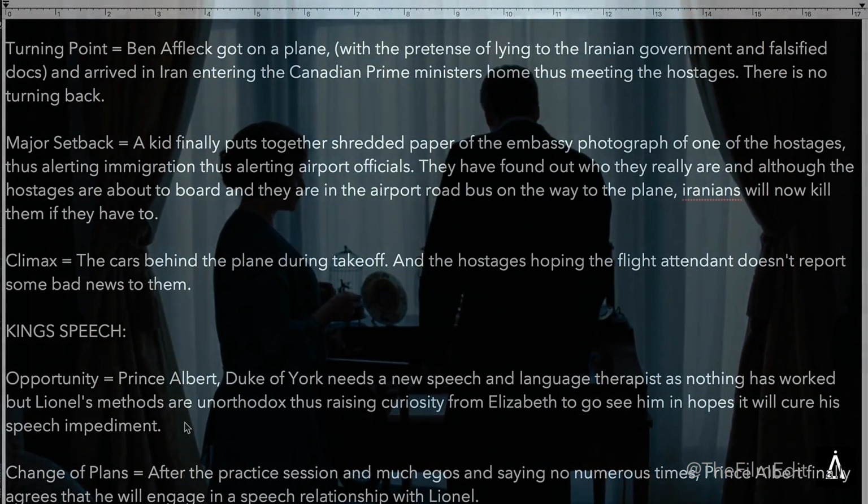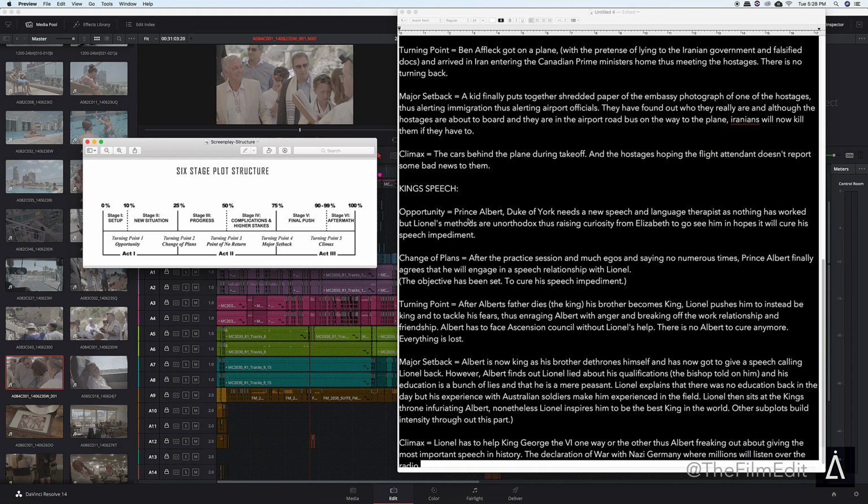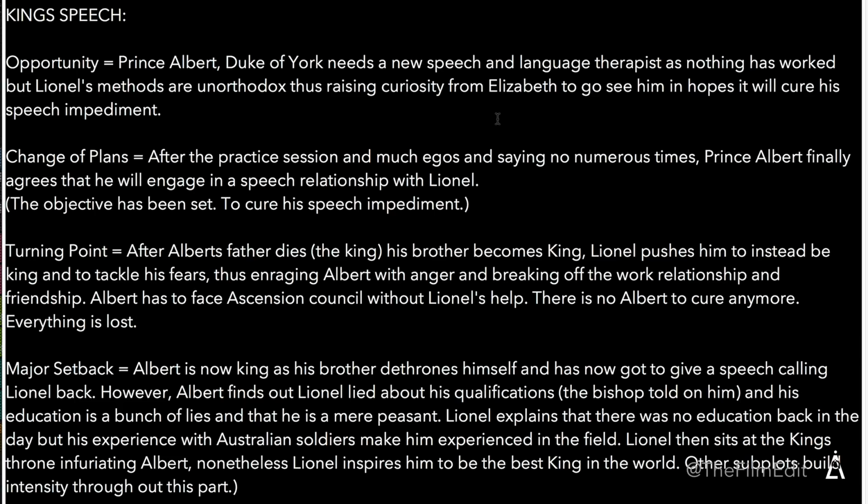So again, he needs curing, and so his life was normal until he had to speak so much in public that now is the time to find a therapist. But none of them work. None of them are finding the cure for him. So finally, he comes across Lionel, who has unorthodox methods, and that is the whole opportunity for the film.